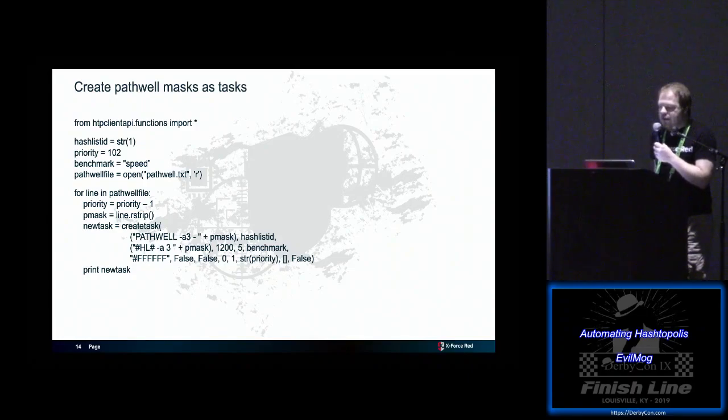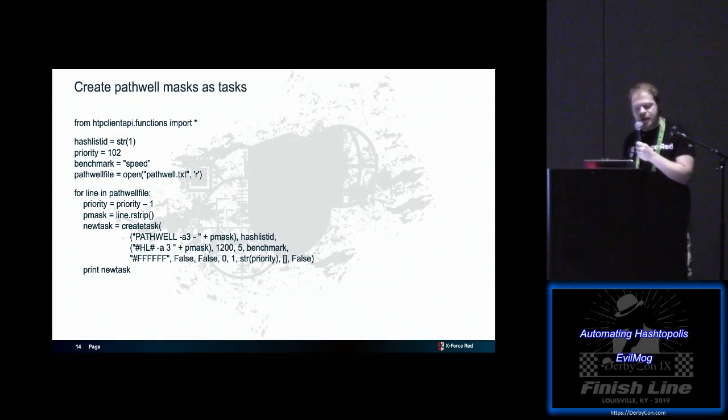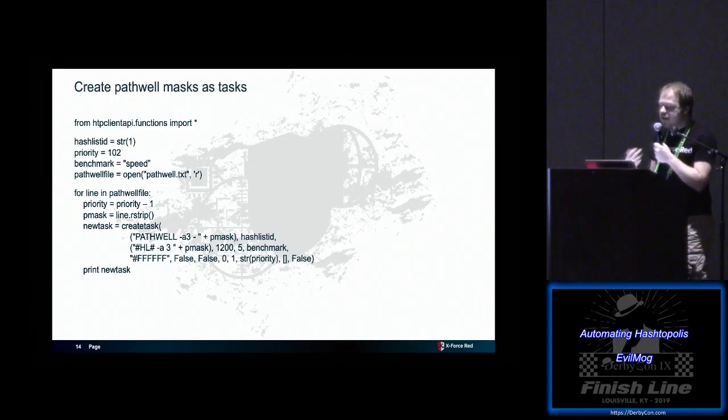You don't necessarily have to. You can do this through the API or through the GUI, but that was a new feature as of earlier this year. You used to have to do this via the API. So this little script here does a loop through the pathwell masks, for example, and creates a mask for every line in that entry.